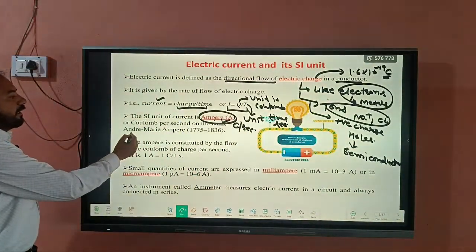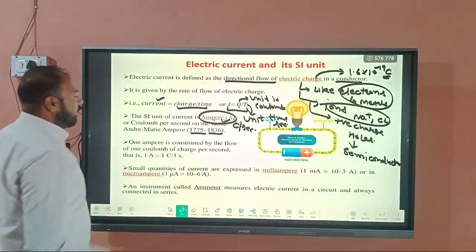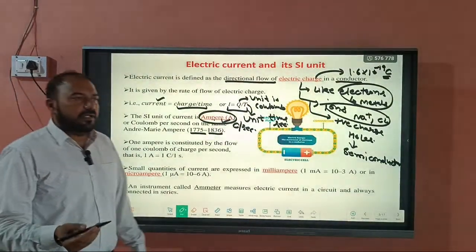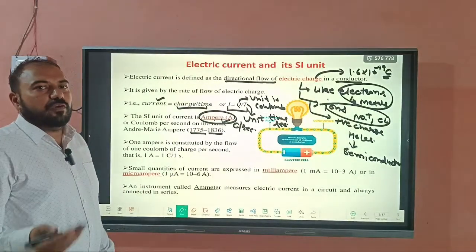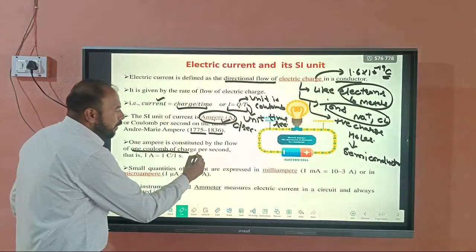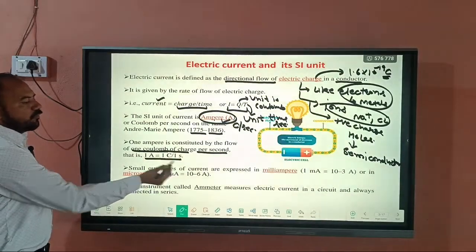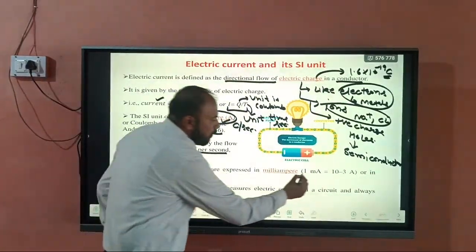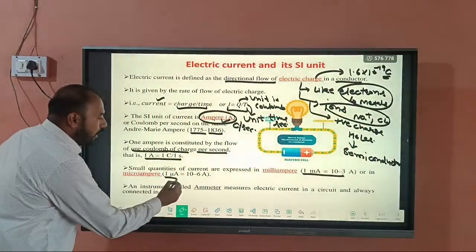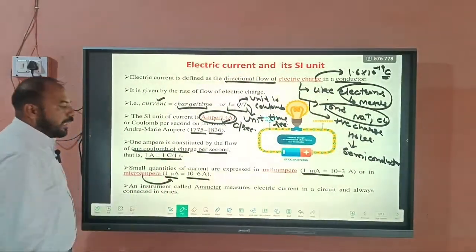The ampere is named after Andre Marie Ampere, who lived from 1775 to 1836, and we also define what 1 ampere is. Simply, 1 ampere is the flow of a charge of 1 coulomb in 1 second. So 1 coulomb per second is equal to 1 ampere. Small quantities of current are expressed in milliampere. 1 milliampere is equal to 10^-3 ampere, and 1 microampere is equal to 10^-6 ampere.